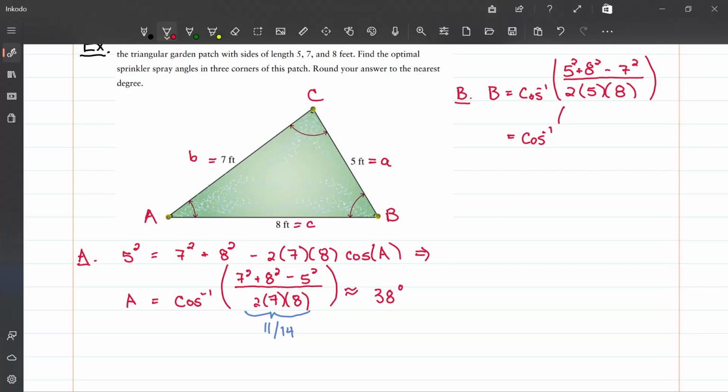Based upon my calculations, it appears we're going to be taking arc cosine of 1/2. I actually don't even need my calculator for that one. Arc cosine of 1/2 has got to be 60 degrees.